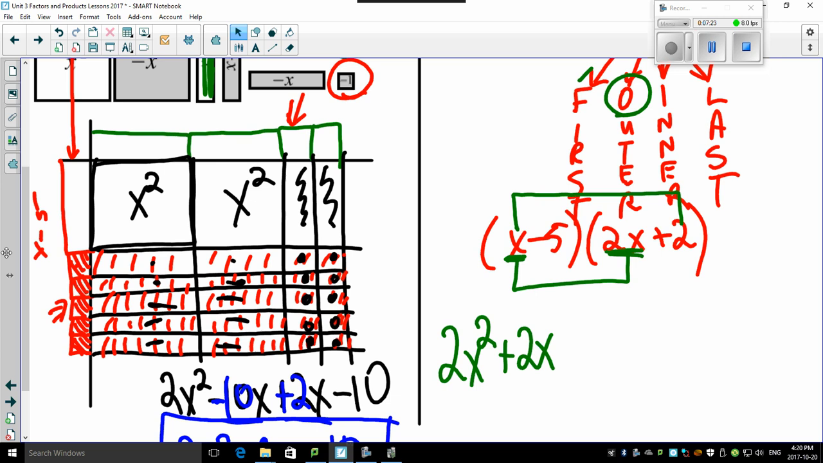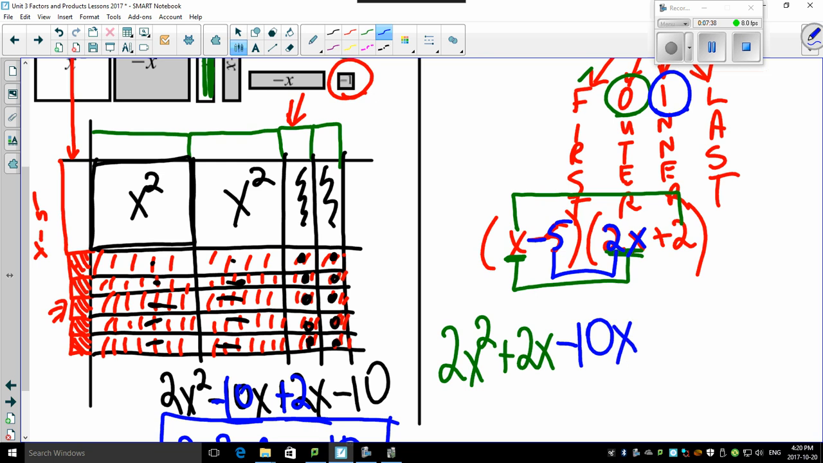Then the I stands for inner. What are the inner two numbers? Well, minus 5 and 2x. So minus 5 times 2x actually gives us minus 10x. And then finally, the last. The last are the last two terms, this one and this one. Minus 5 times 2, which is minus 10.